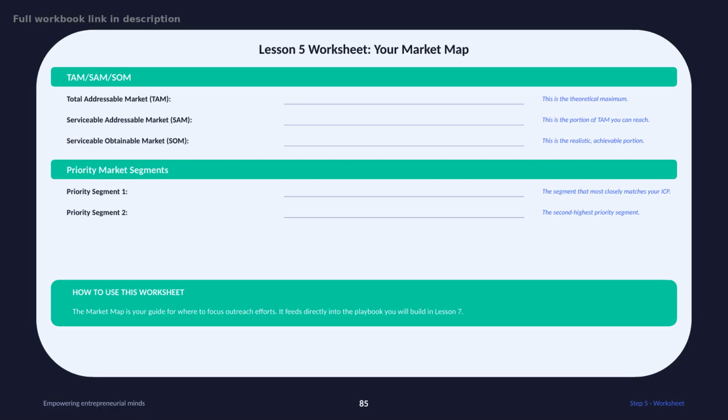Under TAM/SAM/SOM, write your total addressable market first, the theoretical maximum, then your serviceable addressable market, the portion you can reach, and your serviceable obtainable market, the realistic slice you can actually win. Under priority market segments, name your top segment, the one closest to your ICP, and your second highest priority behind it. A notebook works if you don't have the printed pages. This market map becomes your guide for outreach, feeding directly into the playbook you build 2 lessons from now.